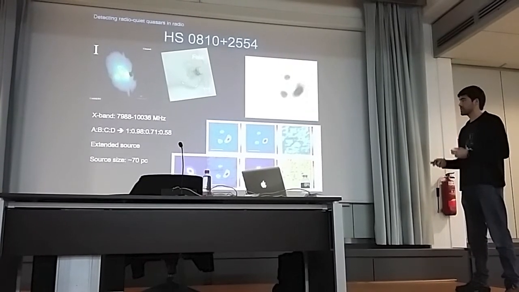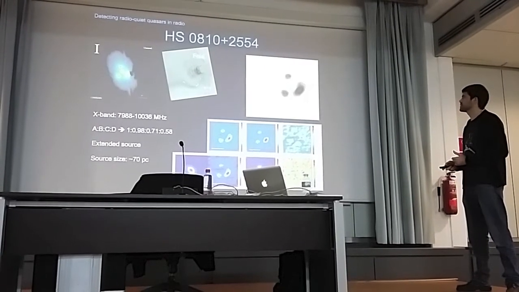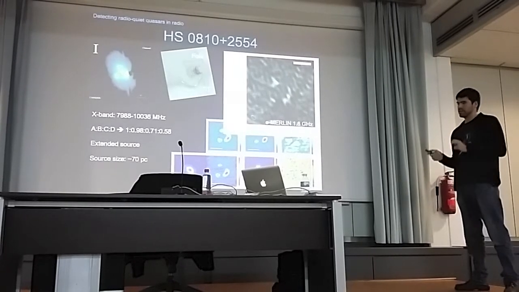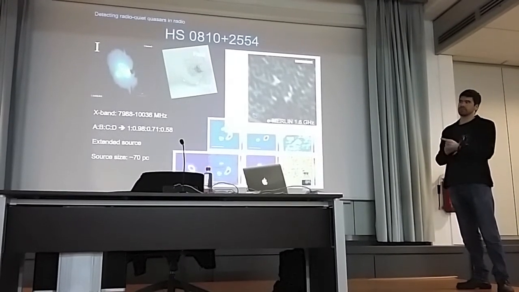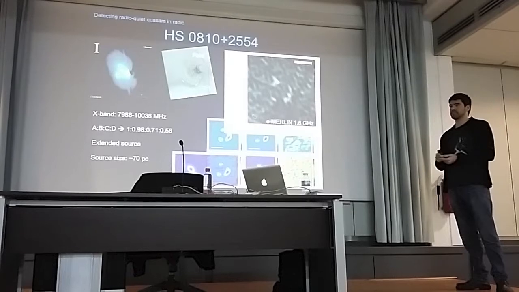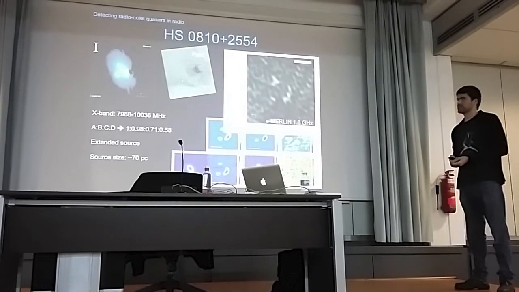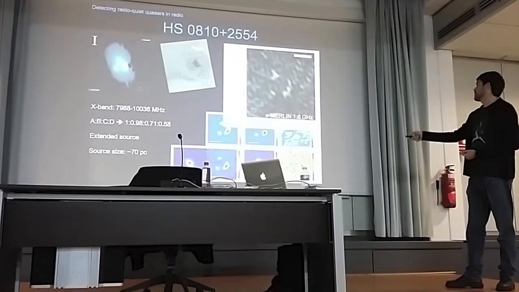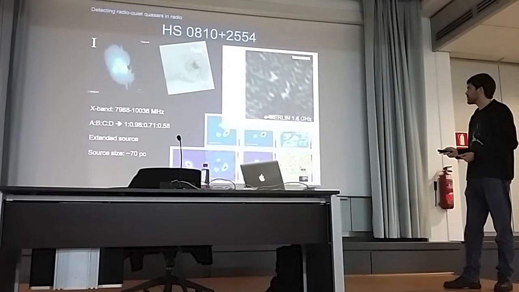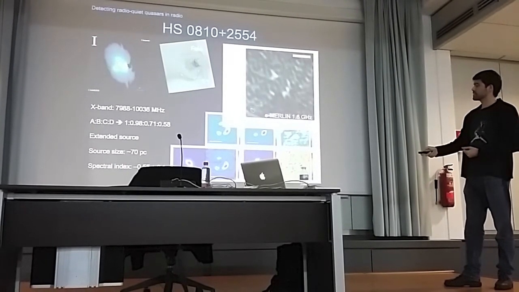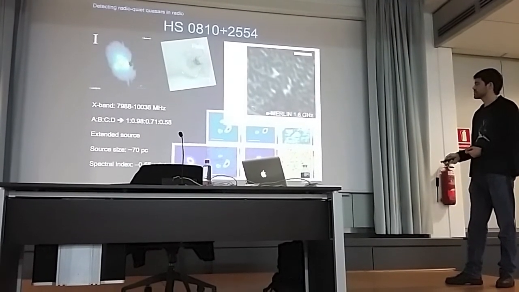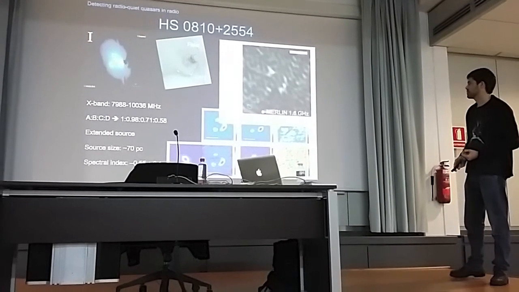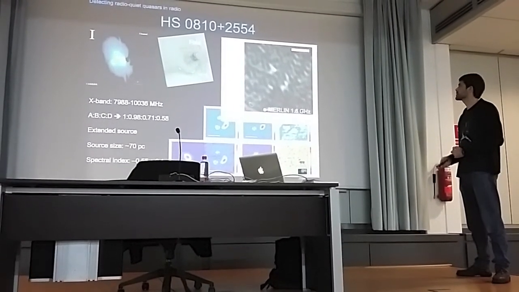Now, this system was also observed by other people with the e-MERLIN interferometer, which is formed by many old radio telescopes in the United Kingdom. So it has a maximum baseline of 200 kilometers, at a shorter wavelength. So we can study the spectral index of the quasar, which is minus 0.55. It's steep instead of flat.